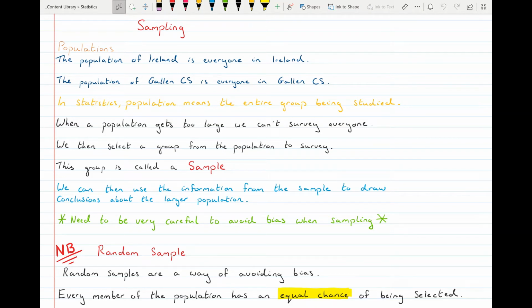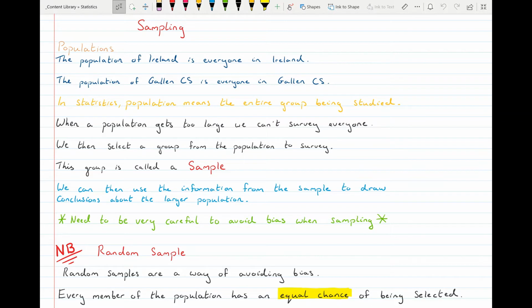Today we're going to continue with statistics and look at sampling. Sampling has to do with populations and samples. A population is the entire group that is being studied. So you could have the population of Ireland, which is everyone in Ireland, or the population of Gallen Community School, which is everyone in Gallen Community School, or the population of your house at home, which is everyone in your house. So the entire group is the population.